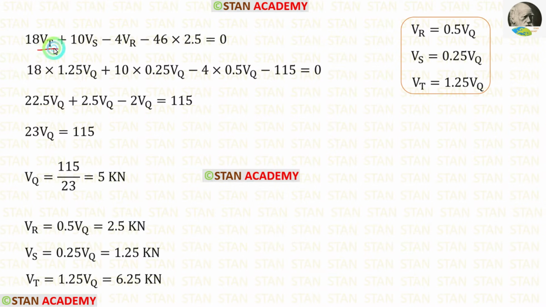For Vt, we can apply 1.25 Vq. For Vs, we can apply 0.25 Vq. And for Vr, we can apply 0.5 Vq.